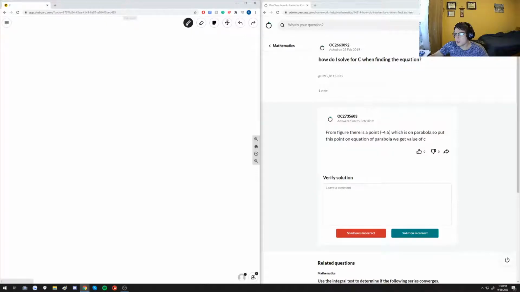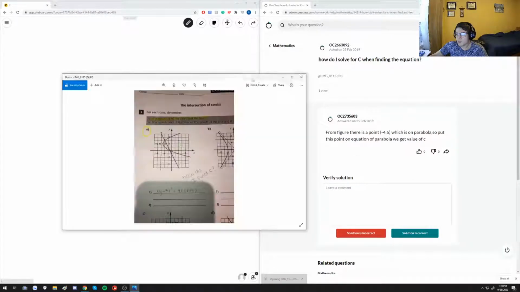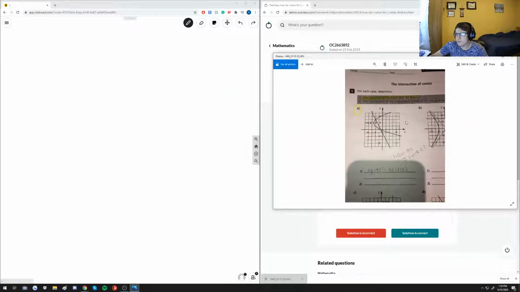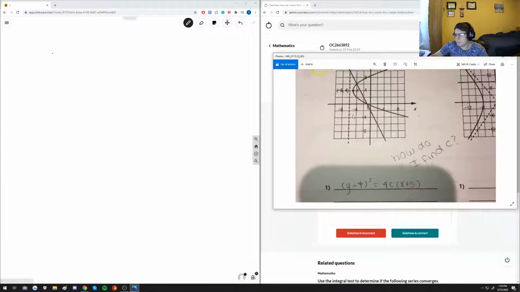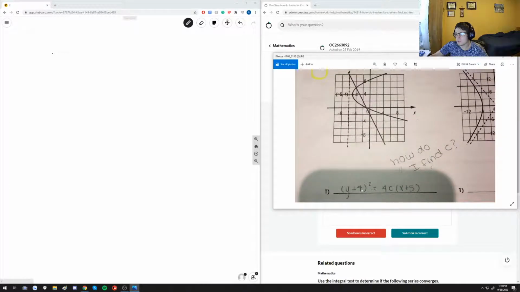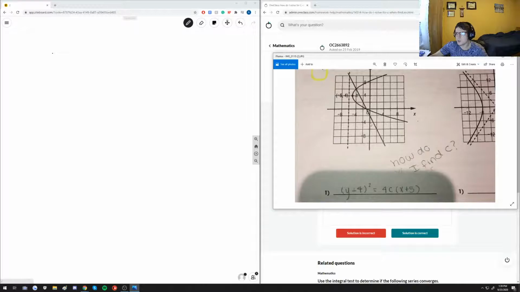Okay, so how do I solve for c when finding the equation? So let's look at this equation here that they have. Okay, so right here we have a parabola, and we have this equation of a parabola here that he or she is using in order to get it, where they take the vertex and they plug it in here.